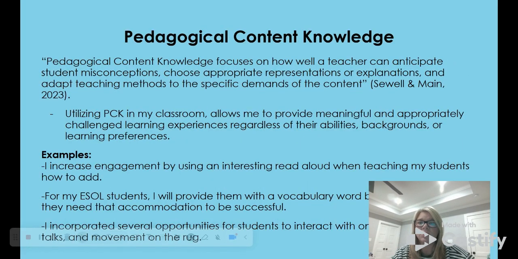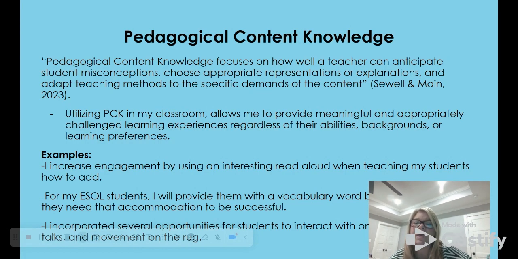Pedagogical content knowledge. Pedagogical content knowledge focuses on how well a teacher can anticipate student misconceptions, choose appropriate representations or explanations, and adapt teaching methods to the specific demands of the contents. Cited by Sewell and Main in 2023.